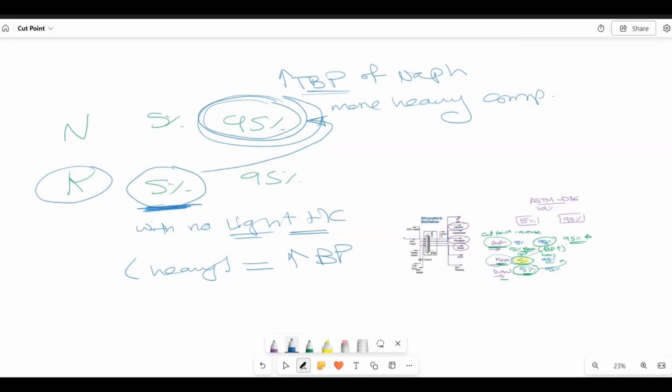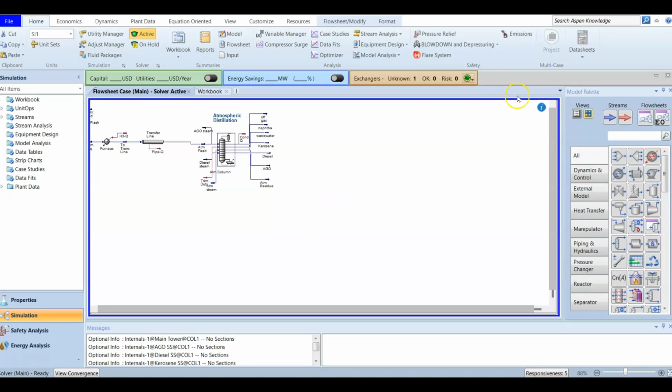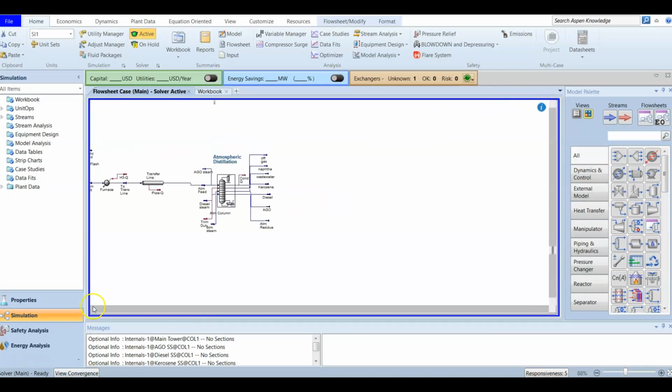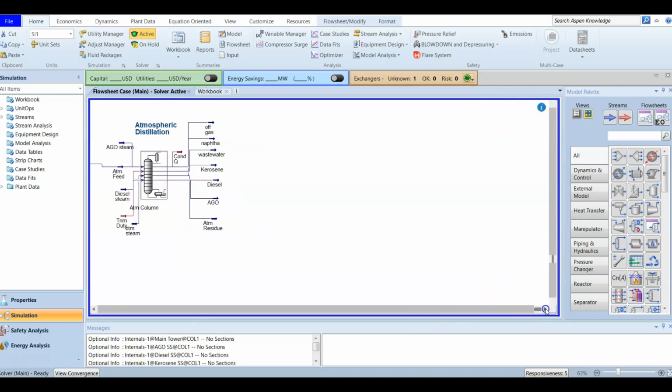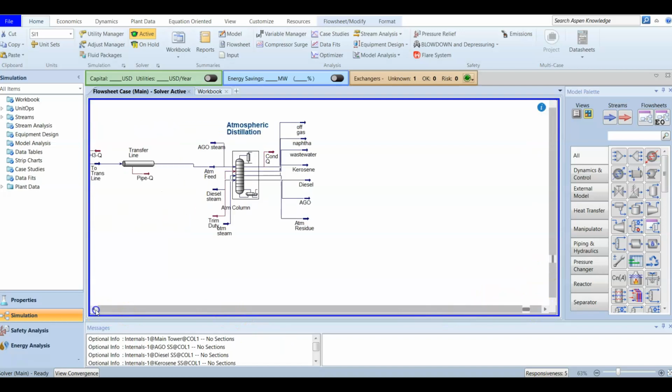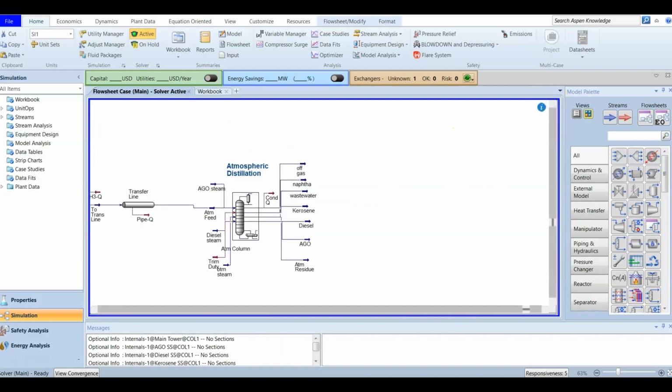So now we are going to Aspen HYSYS, and this is our Aspen HYSYS. This is our case, and now we are going to focus on the quality of the production instead of adding the flow rates to focus on the quantity. Okay, so now it's in the center, and now we are going to open here.